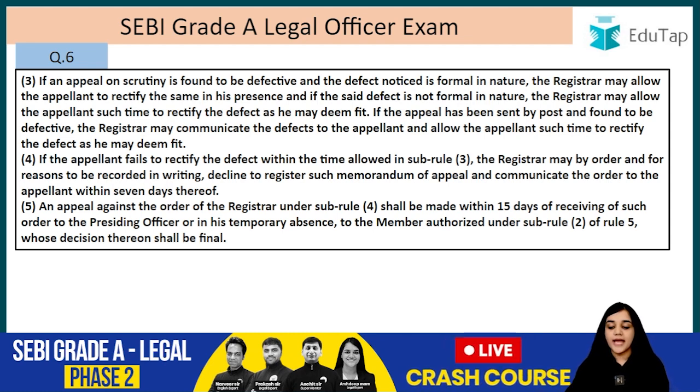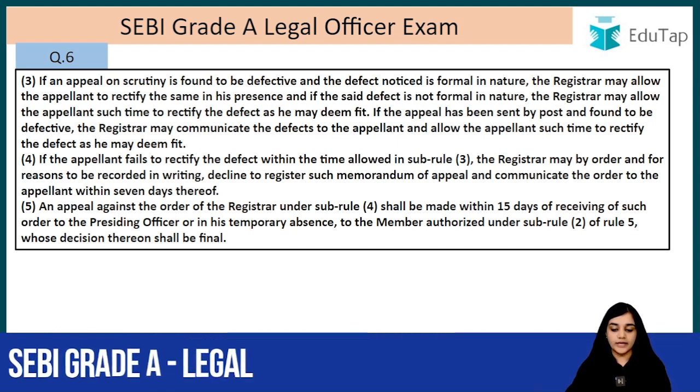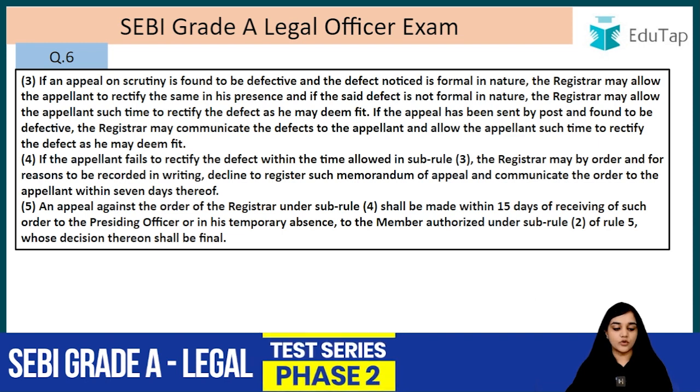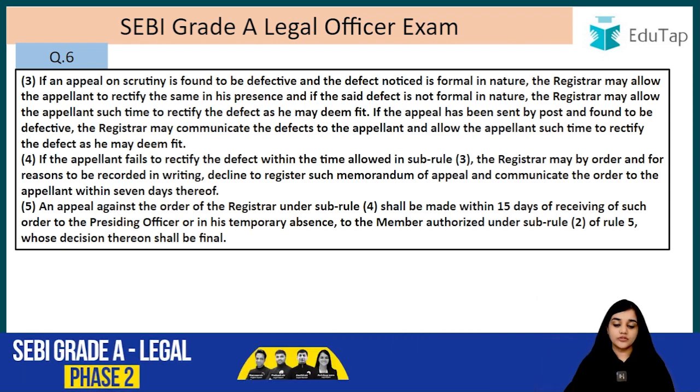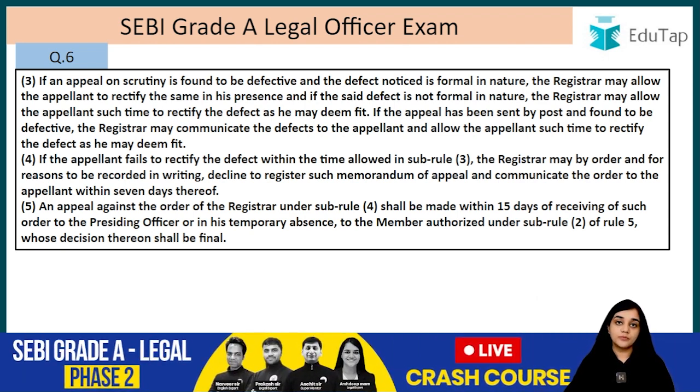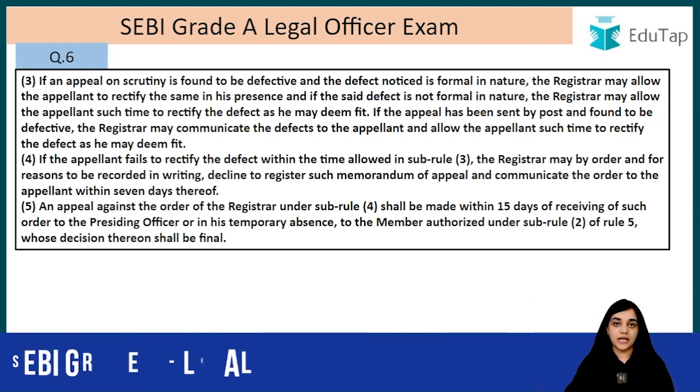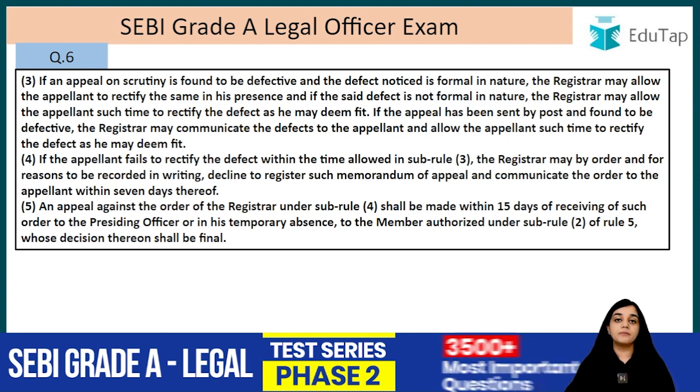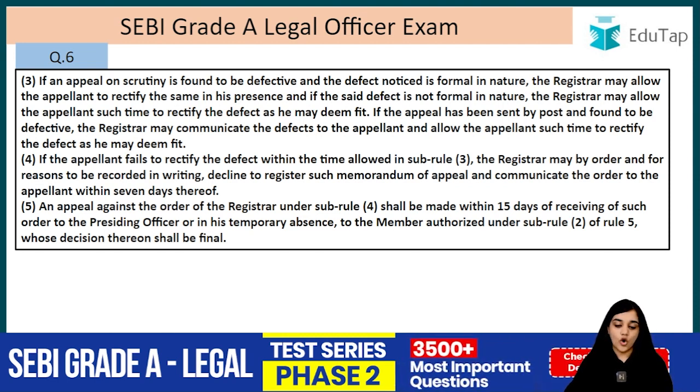An appeal against the order of the registrar under Rule 4 shall be made within 15 days of receiving of such order to the presiding officer or in his temporary absence to the member authorized under Sub-Rule 2 of Rule 5 whose direction thereof shall be final. And if the appellant wants to file an appeal against this Sub-Rule 4 that we have just read, in that case he has been given a 15-day time period and he can file such an appeal before the presiding officer or, in his absence, any member authorized.